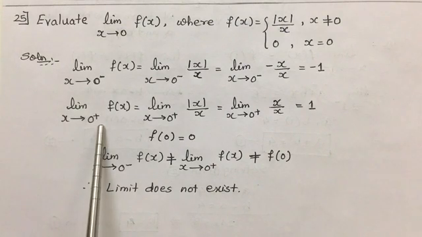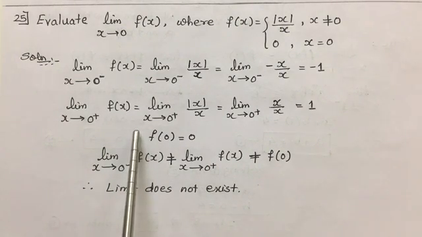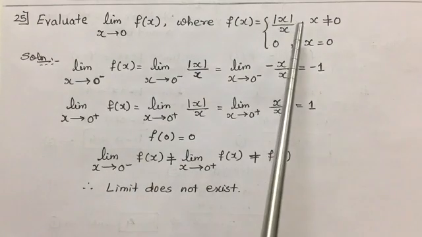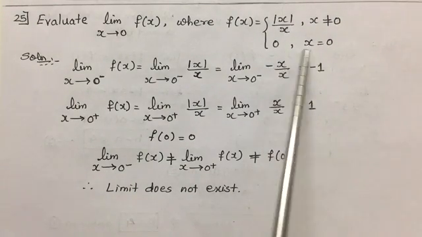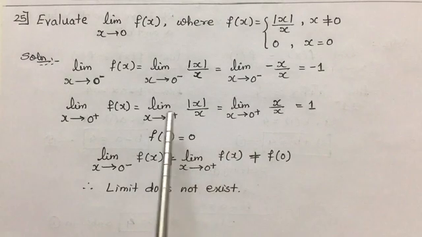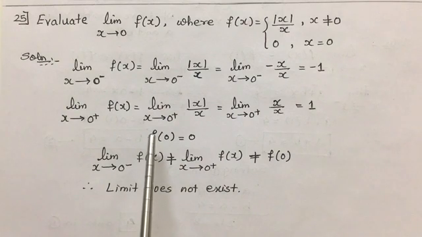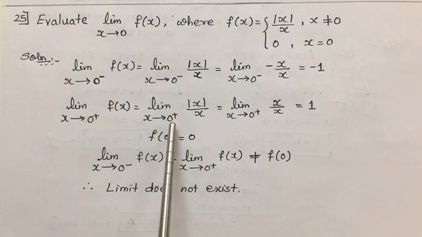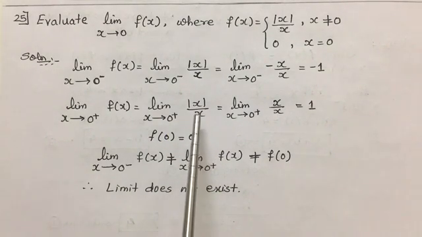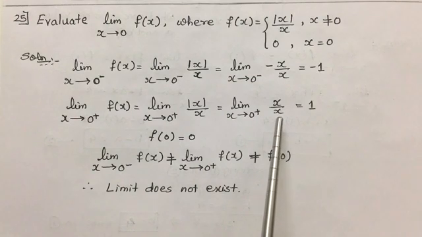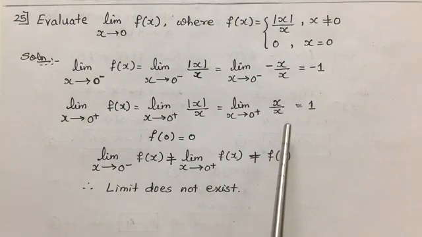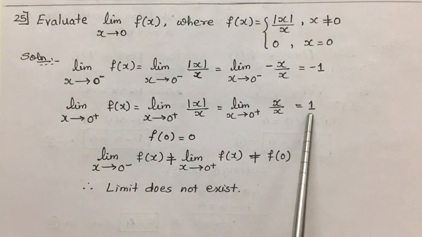Same with limit x tends to 0 plus f(x). Here also f(x) will be taken the same, because second one is only when it is equal. Keeping the value of f(x) as mod x by x. Now as x is approaching from right of 0, the right side of 0 is always positive. So if we remove mod, it becomes a positive x divided by x, the answer is 1.